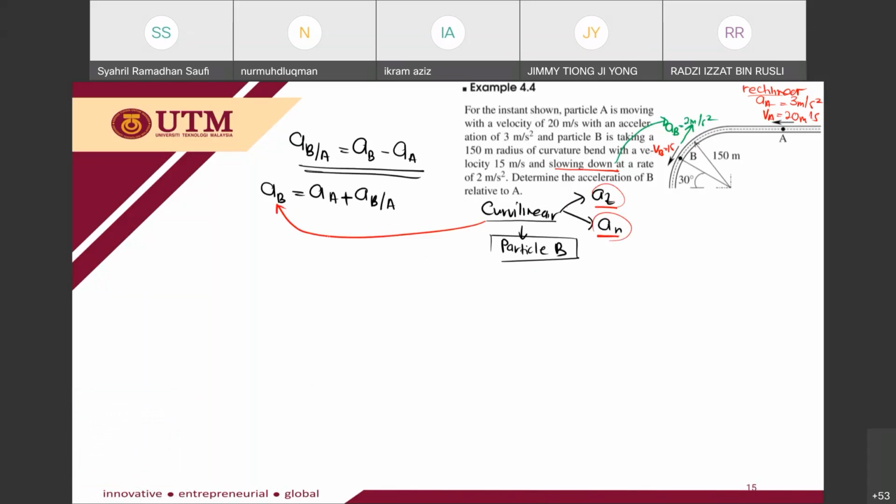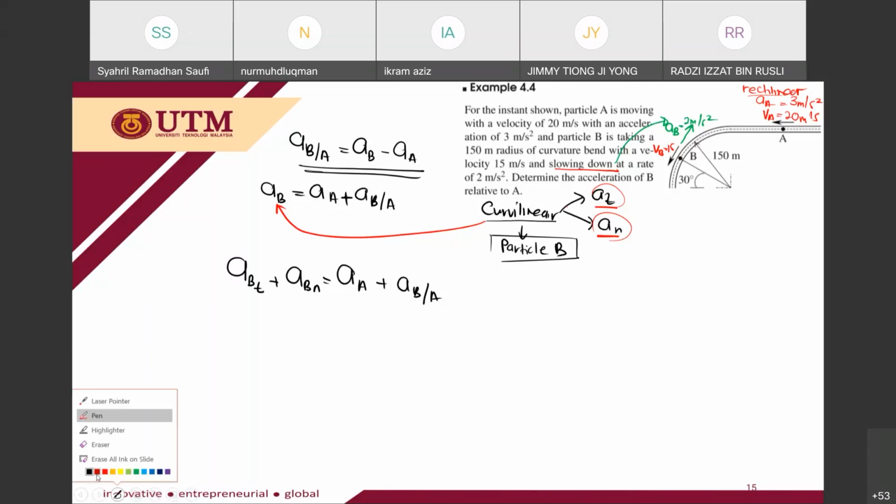Particle B moves with curvilinear motion, so your equation will look like acceleration of B tangent plus acceleration of B normal is equal to acceleration of particle A plus acceleration of B relative to A. So now your equation contains four vectors: acceleration of B tangent and acceleration of B normal. Then you need to draw the tangent axis and the normal axis.